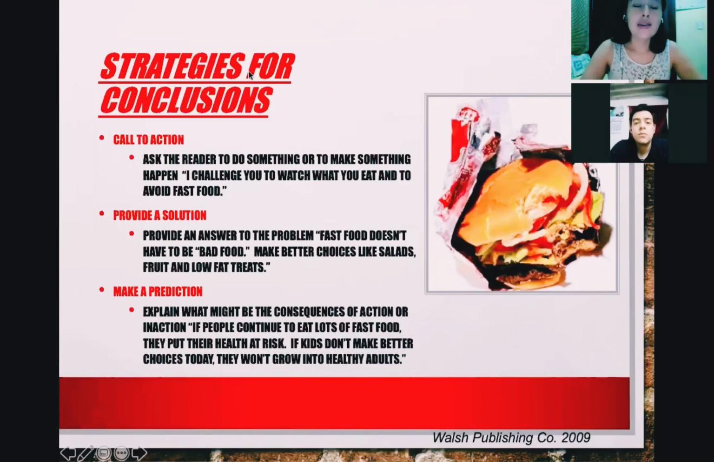We have the other one. We have some strategies for conclusions: call to action, provide a solution, and make a prediction. The call to action is to ask the reader to do something or to make something happen. Provide a solution is to provide an answer to the problem. Make a prediction is to explain what might be the consequence of action or inaction. So these are some of the strategies you can use for a persuasive essay.